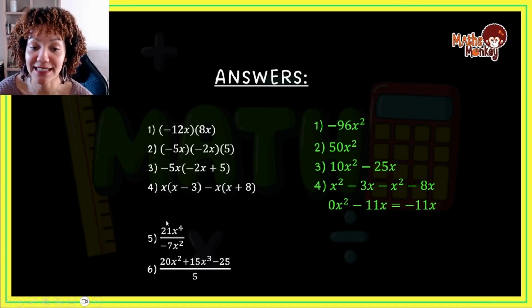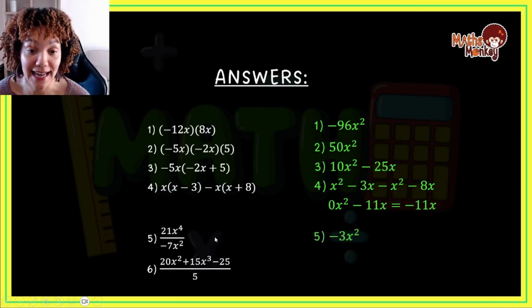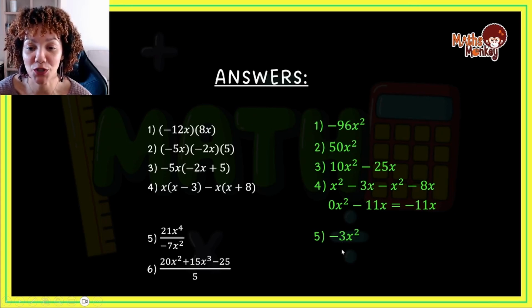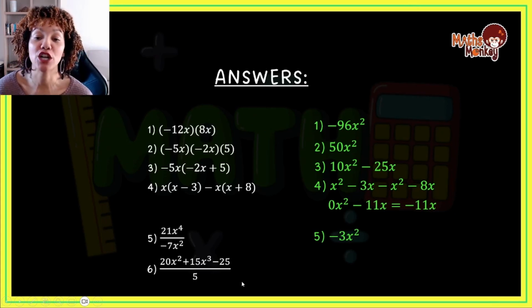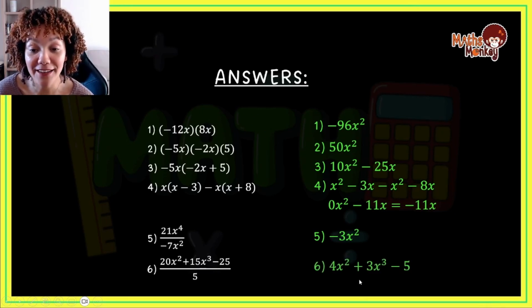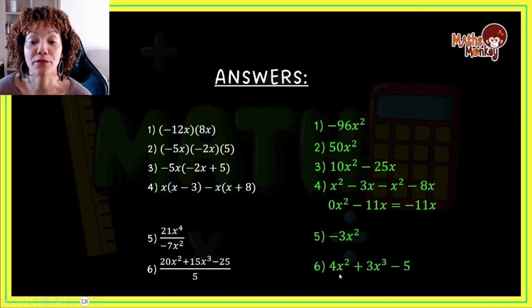Okay, let's look at the division question. So here I've got positive divided by negative is negative, 21 divided by 7 is 3, and then x4 divided by x2 will give me the x2 over there. Okay, then the last question, remember you have to take each term and divide it by 5, and your answer would have then been 4x squared plus 3x to the power of 3 minus 5.